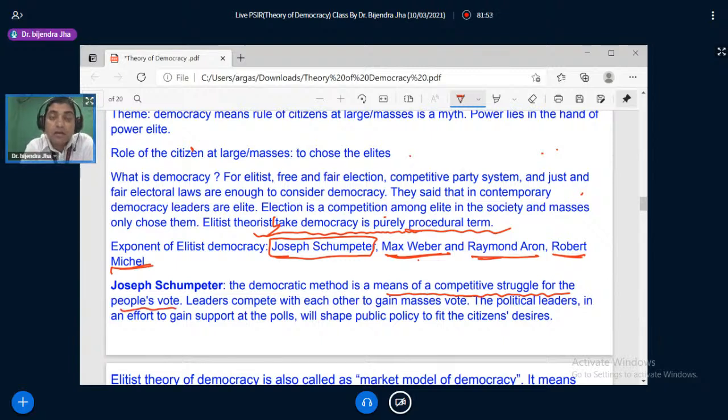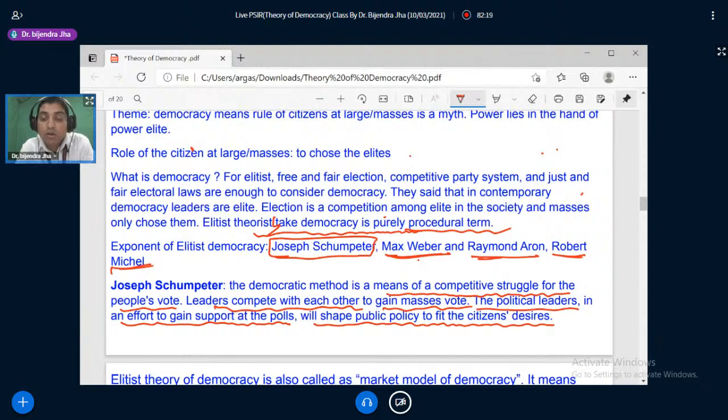ये जो leaders हैं वो अपने आप में competition करते हैं, क्या करने के लिए? लोगों के वोट पाने के लिए, right? So leaders compete with each other to gain the vote of the masses, right? So the political leaders, in an effort to gain support at the polls, will shape public policy to fit the citizens' desire. So sometimes, the political elite make the policy. ये जो political elite हैं, leaders हैं, वो policy भी बना देते हैं। क्यों बनाते हैं?